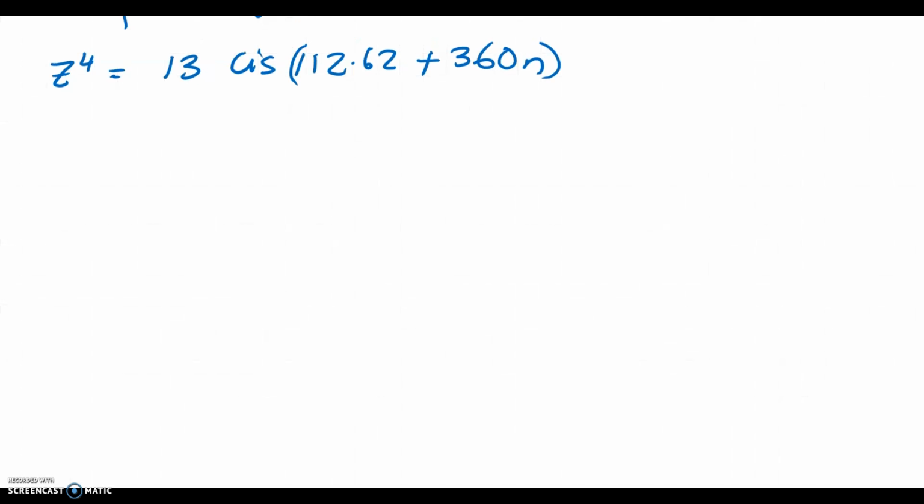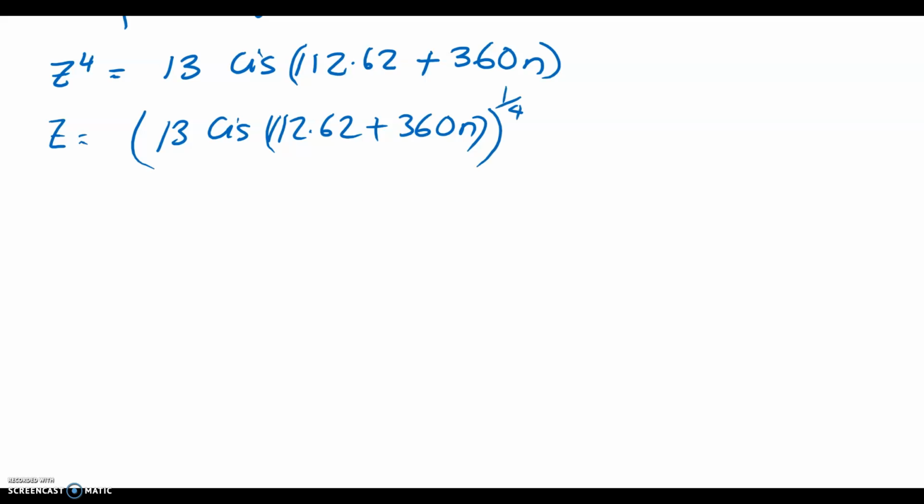So we are finding z. We're going to take fourth roots on both sides. So you'll have z equal to 13 cis of 112.62 plus 360n, to the whole power of 1 over 4. Now applying de Moivre's theorem. Remember, if z is r cis theta, de Moivre's theorem says z to the power of n is r to the power of n cis n theta. So here our n is a quarter.